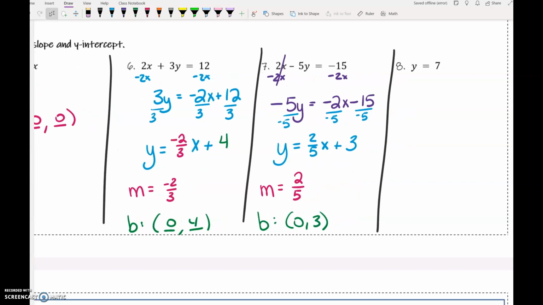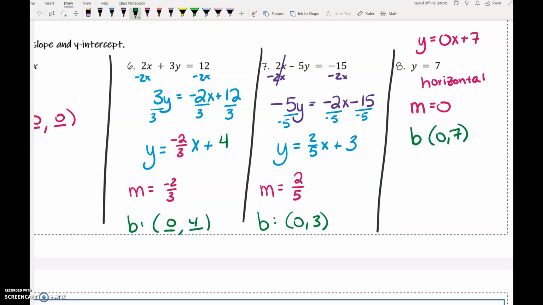Number 8. Does this look like y equals mx plus b? No, it looks like y equals b. Y equals 7. So what's the slope? 0. This is y equals 0x plus 7. Because 0 times x is 0, so you wouldn't write that in the equation. This is a horizontal line, and horizontal lines have a slope of 0. What is the y-intercept? Where does this graph cross the y-axis?